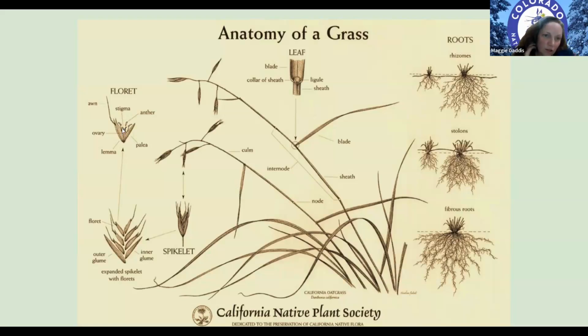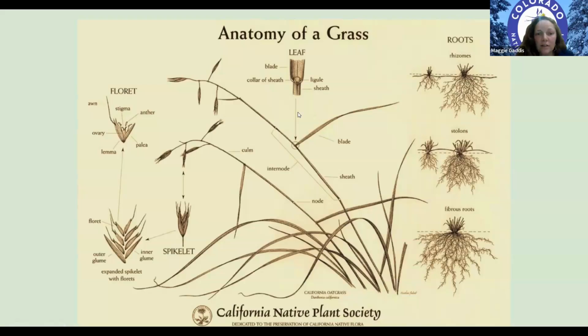And I think one of the challenges in grass ID is understanding this, right? Where's the floret? There's a lot of things sticking out of the spikelet. But if you just get it in your mind that it always goes glume, lemma, palea, ovary from bottom to top, sometimes there's two glumes, sometimes there's one, that is a great way to start thinking about how you understand your grasses.